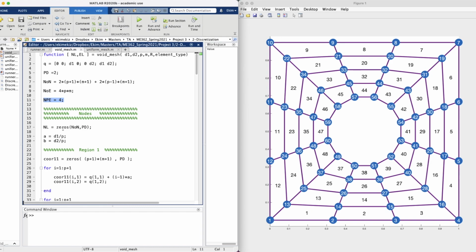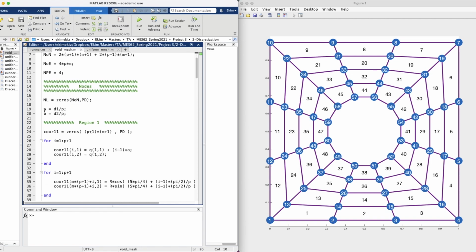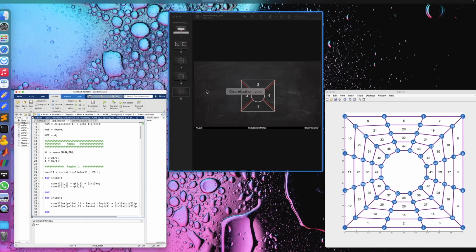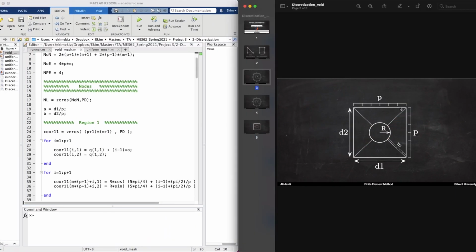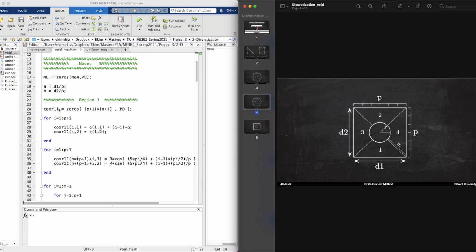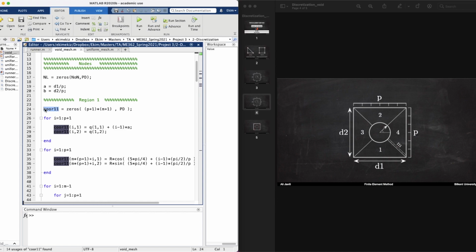So we initialize our node list again, with the number of nodes we had calculated before. And now we have our A and B. So this time it's D1 over P and D2 over P, because remember we're dividing both its width and height by P. And we can move on to the generation of the nodes in region 1. So, okay. This core 1,1 is what we call the node list of region 1, the small node list that we will generate.